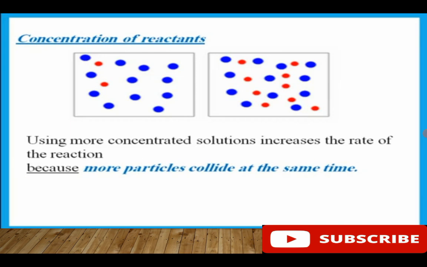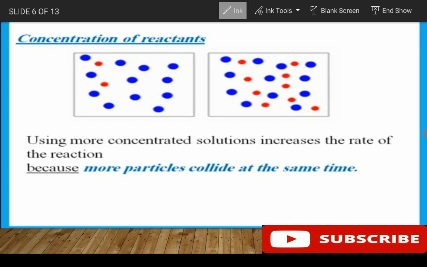The third factor is what is called the concentration. Remember that concentration refers to the number of particles. In this case, we use number of moles divided by volume. So the number of particles, which is moles, per unit volume, determines the concentration, which can determine the rate of reaction.